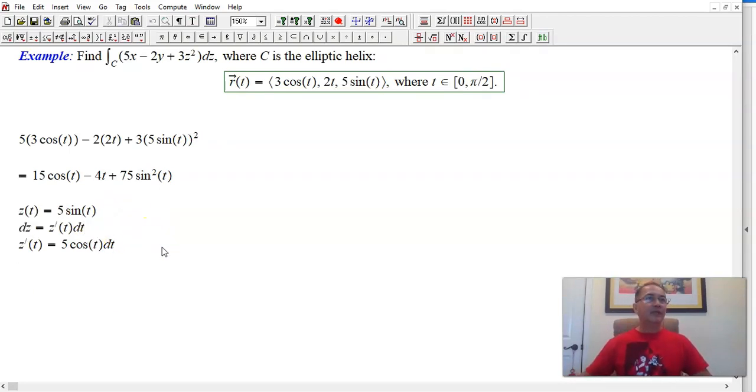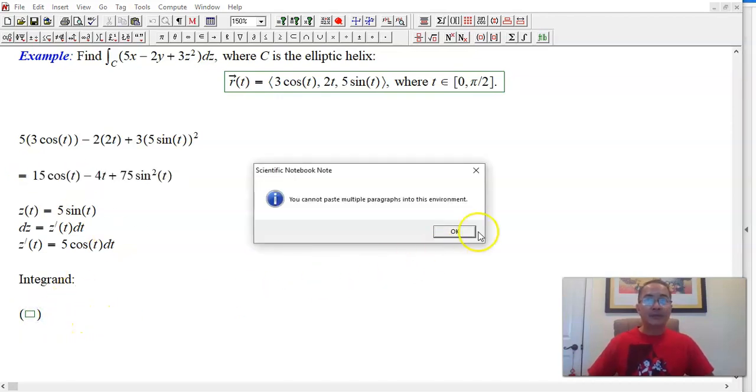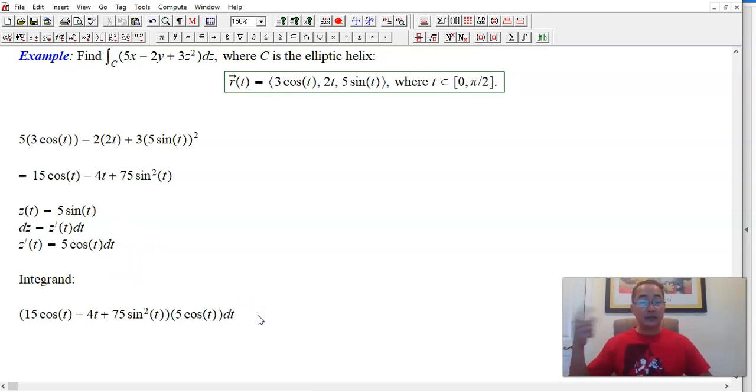Okay. So now our integrand is going to be the product of what we did in step 1, since we already have the parametrization there. And we will multiply by our z prime, 5 cosine of t dt. Of course, that's the dt that goes into our integral.